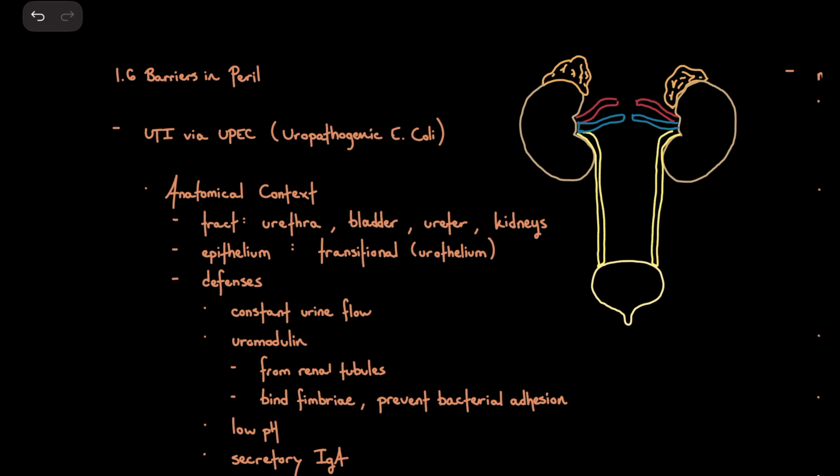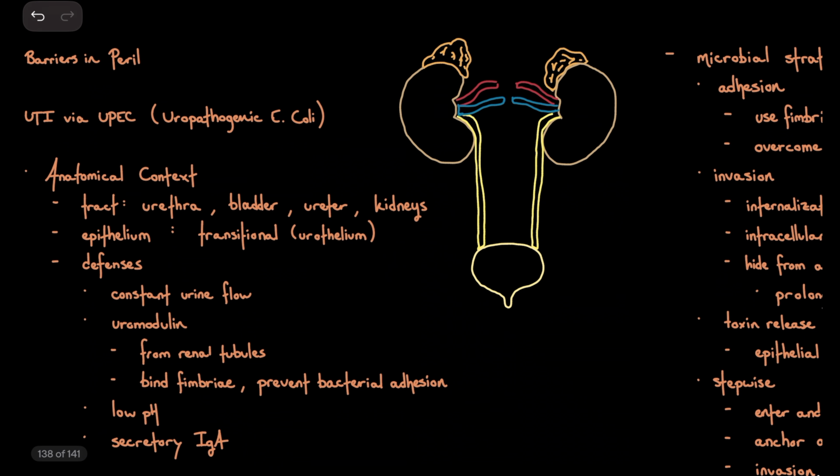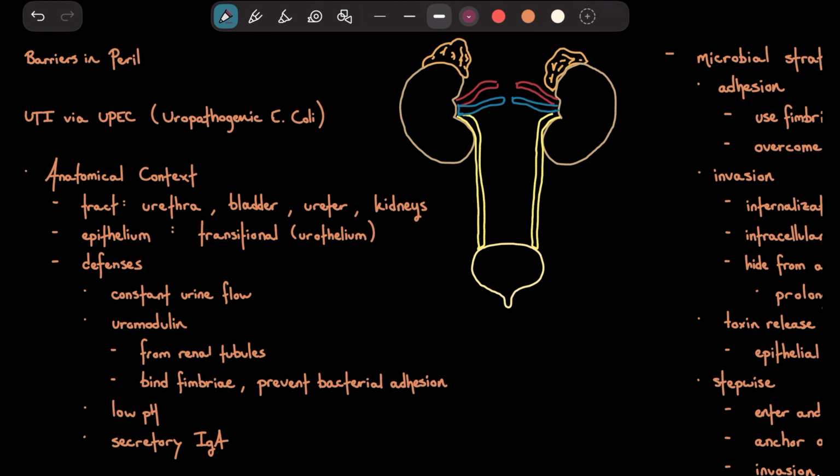All right, so a common thing is UTIs. And UTIs are typically caused by UPEC, or uropathogenic E. coli. So literally just an E. coli that favors infecting this tract here. All right, just for clarity's sake, down here is the bladder.